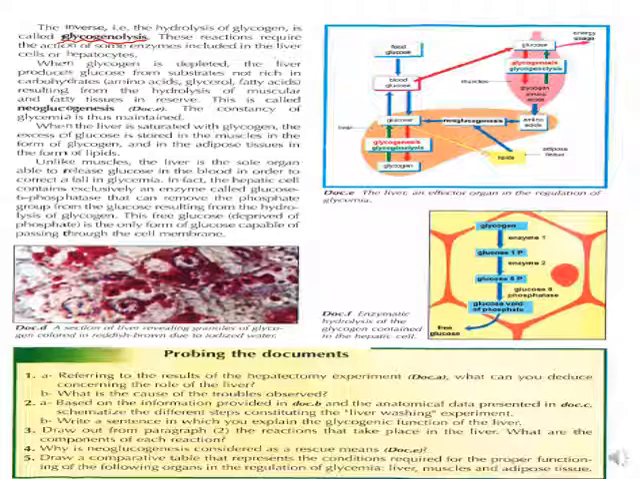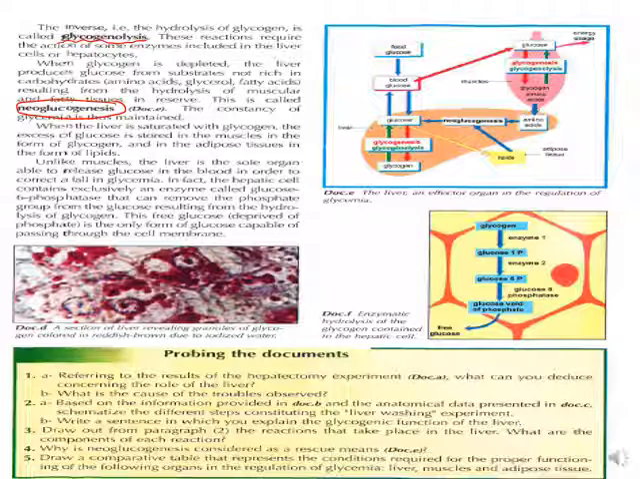When glycogen is depleted, the liver produces glucose from substrates not rich in carbohydrates like amino acids, glycerol, fatty acids, resulting from the hydrolysis of muscular and fatty tissues in reserve. This is called neoglycogenesis. So neoglycogenesis, that's the name of the reaction. You have to know this: glycogenolysis, glycogenesis, and neoglycogenesis. The constancy of glycemia is thus maintained.